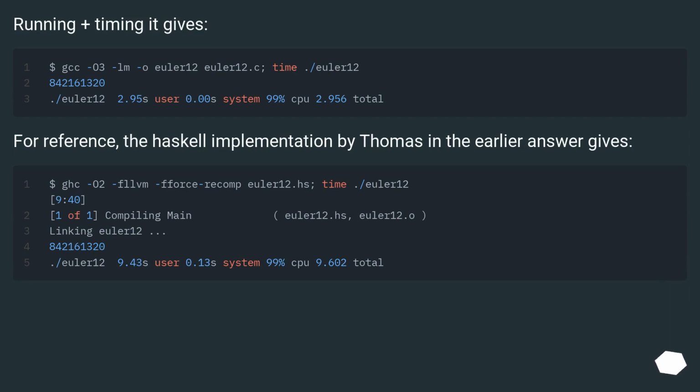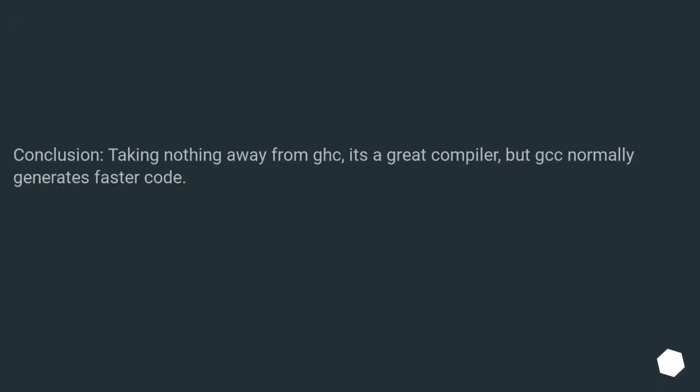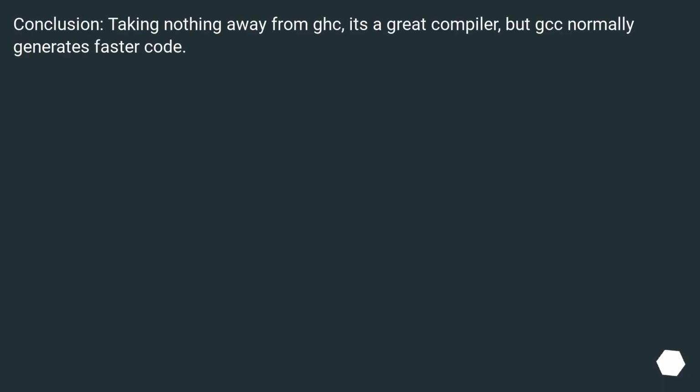Running plus timing it gives. For reference, the Haskell implementation by Thomas in the earlier answer gives. Conclusion, taking nothing away from GHC, it's a great compiler, but GCC normally generates faster code.